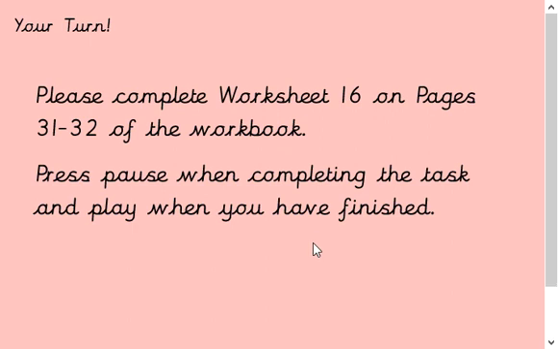Okay, now it's your turn. What I'd like you to have a go at doing this morning is to complete worksheet 16 on pages 31 to 32 of the workbook. Answers will be posted tomorrow. Have a little play with it this morning, see what you can do. While you're doing this, of course, press pause, and when you're finished, press play, and I'll talk you through the next part of the lesson.